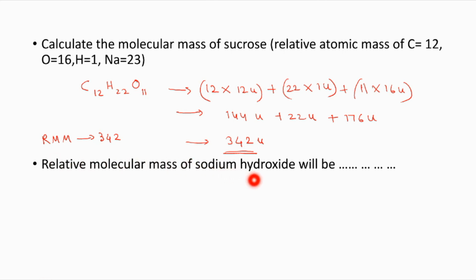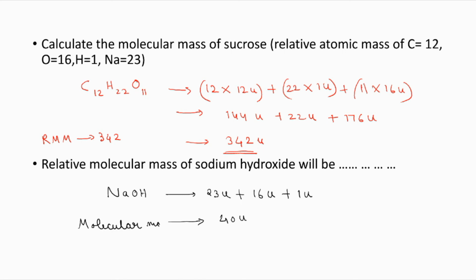Now see this one. Relative molecular mass of sodium hydroxide will be. So sodium hydroxide is NaOH. Sodium will be 23 units, oxygen will be 16 units, hydrogen will be 1 unit. If we are adding everything together, you will be getting 40 units. But 40 units is nothing but the molecular mass. Correct, no? But they are asking relative molecular mass. So how to write that? Relative molecular mass of sodium hydroxide will be 40 only.